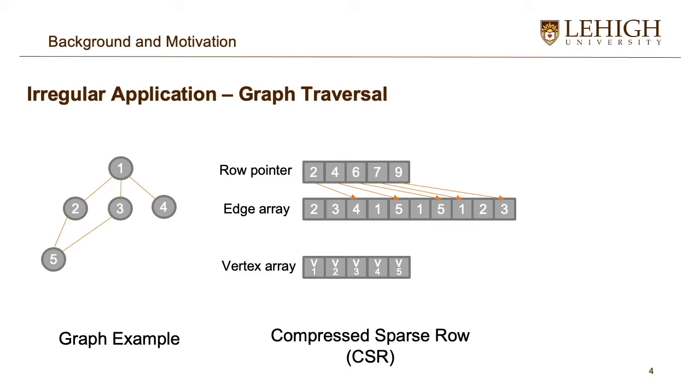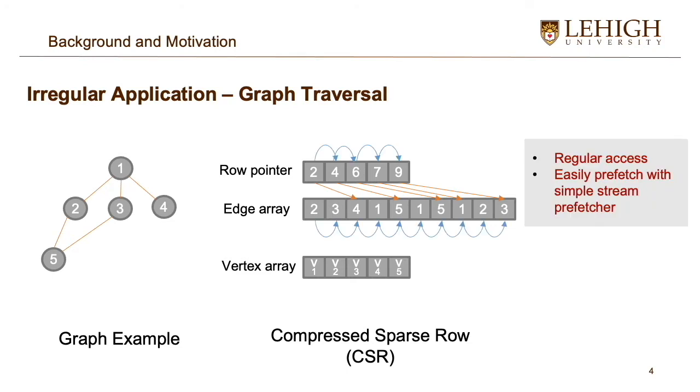The row pointer array stores the indices of the edge array that separate the edges among different source vertices. For example, the first value in the row pointer array, 2, means the vertex 4 in the edge array is a destination vertex of the last edge that belongs to vertex 1. If the graph traversal order is 1, 2, 3, 4, and 5, for both row pointer and edge array, the access order is sequential and has a good spatial locality.